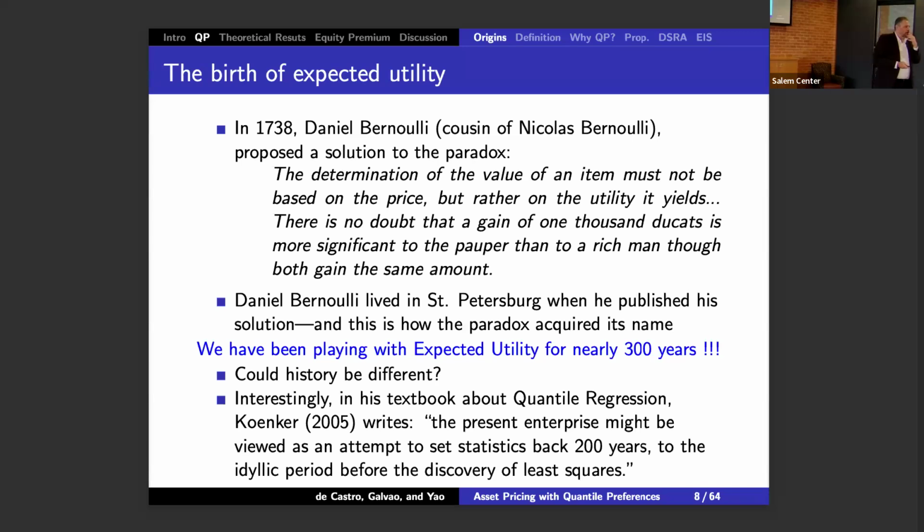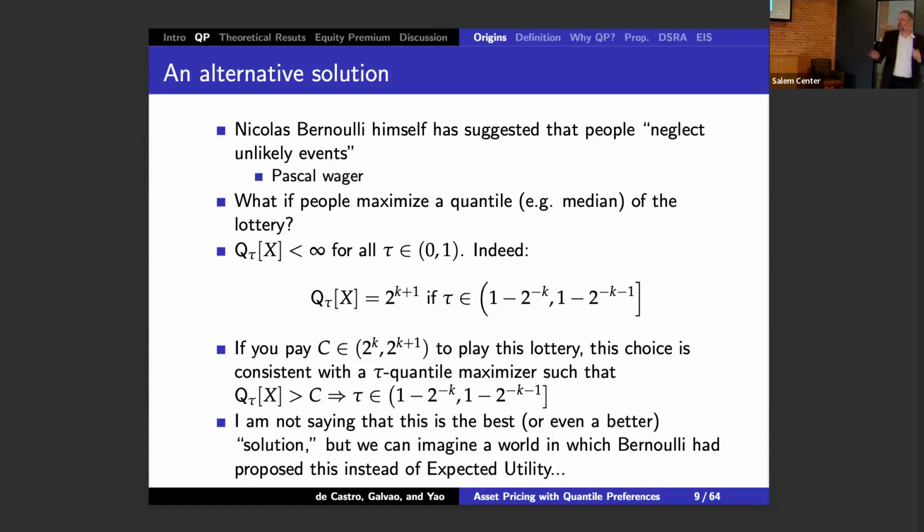The interesting thing is that what I'm going to propose to you in a moment is that there is another alternative for solving this. And in some sense, this guy wrote a book on quantile regression, a famous book. He said, well, what you are going to do with quantile regression is, instead of using expectations, use quantiles, and it's just to come back to the initial times of statistics. But with quantiles, you can solve this very simply. So you take this lottery. What's the quantile of the lottery? I mean, you can calculate. I'm going to define quantiles in a moment. But if you pay anything in an interval, it's always finite if the quantile is finite. Wait a minute, I'm going to define this.